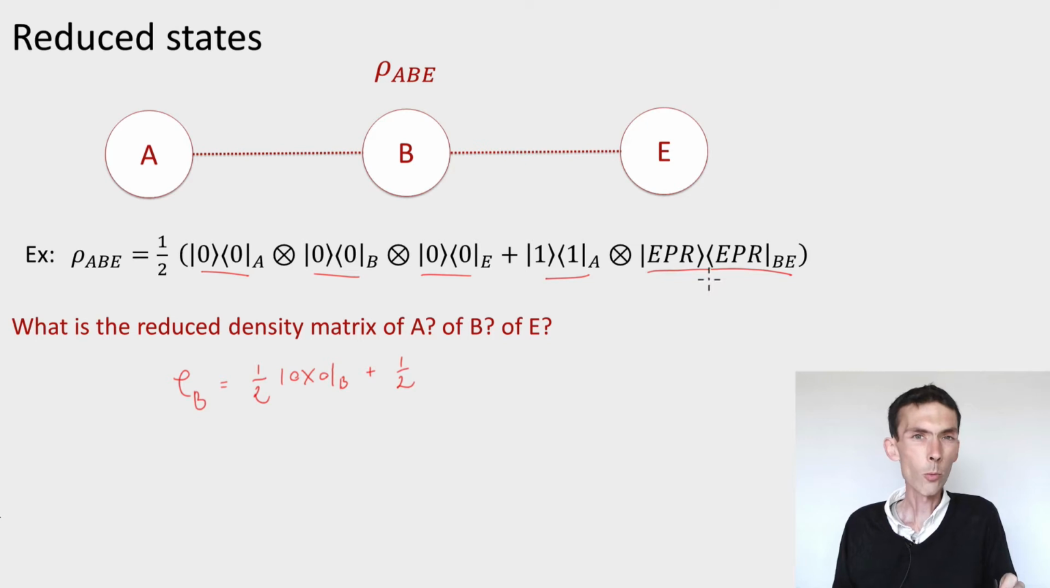Can I really talk about it on its own? It seems like I need to take E into account. But that's not good. In practice, maybe E is very far away. I do want to be able to describe the state of B system completely ignoring E. It's not going to be a pure state, it's going to be a mixed state, but I ought to be able to find a description of that state. So how do we do this?